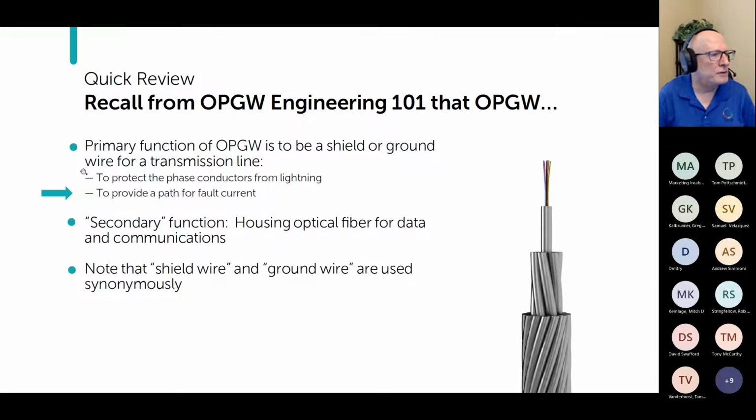Throughout this presentation, and in fact throughout our industry, shield wire and ground wire are used synonymously. If I say shield wire, it's the same cable, but I'm emphasizing the protection from lightning. If I talk about ground wire, again it's the same cable, but I'm emphasizing the fault current path function of the cable. They really mean the same thing.